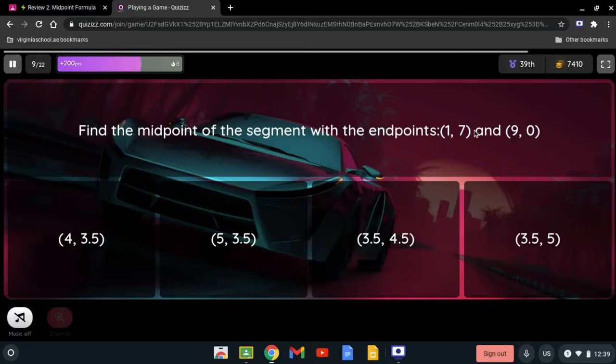And then replace y1 with 7, and then 7 plus y2, which is 0. 7 plus 0 is 7, and 7 divided by 2 is 3.5. So now we have 5 and 3.5.